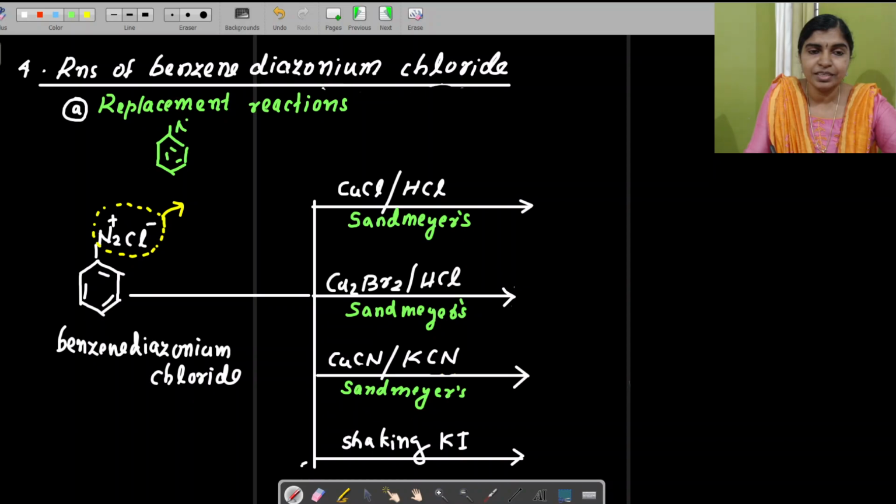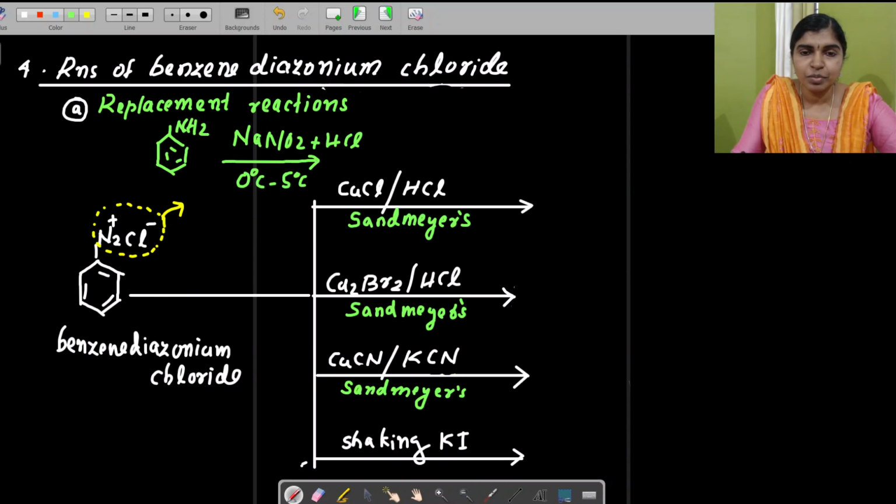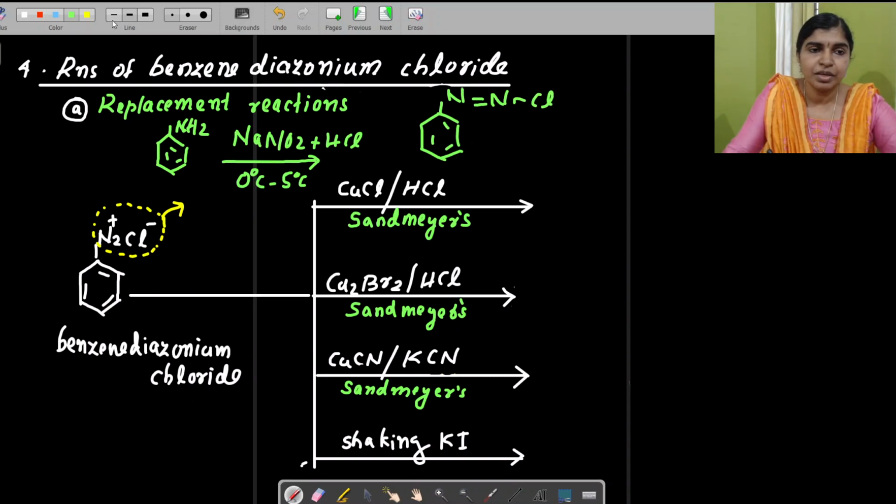You can take the aniline here. When it reacts with sodium nitrite and HCl, NaNO2 and HCl at 0 to 5 degrees Celsius, that means at ice cold temperature, the product obtained is benzene diazonium chloride. Here this nitrogen and the nitrogen from the NO2 group join together forming an azo group, along with the chlorine. This can be shown as Cl minus and N plus. So this compound is called benzene diazonium chloride.